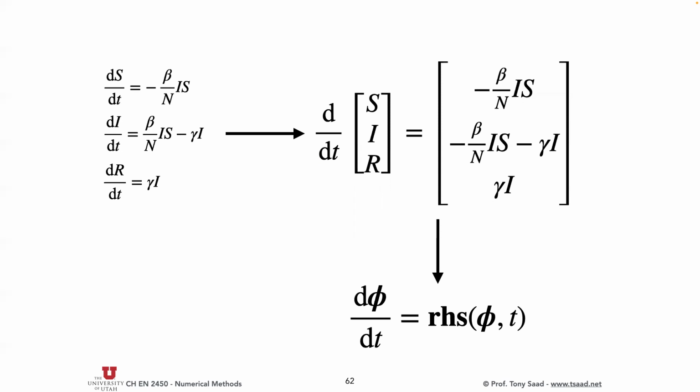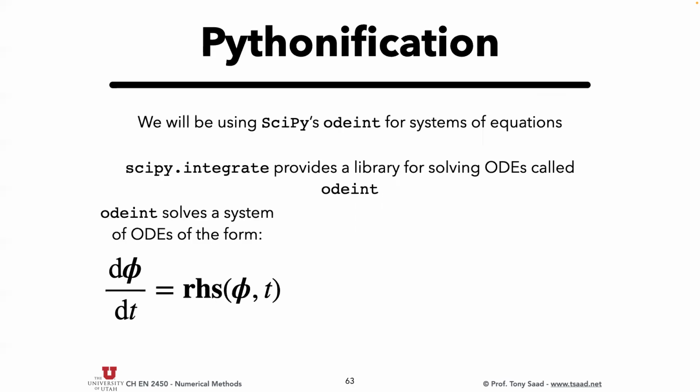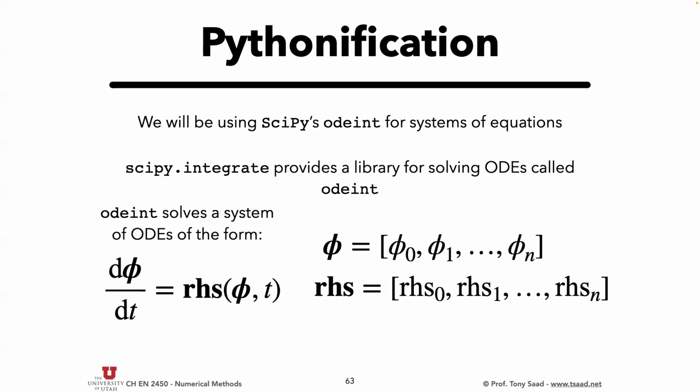And in ODE int, it solves that same system we just described. And phi is given by a vector of the first ODE, the second ODE, the third ODE, and all the way to the nth ODE. And your right-hand side is also a vector. So it could be a NumPy array or a list, okay?